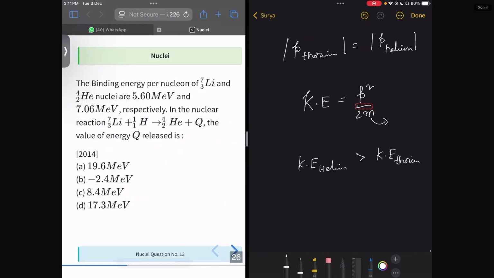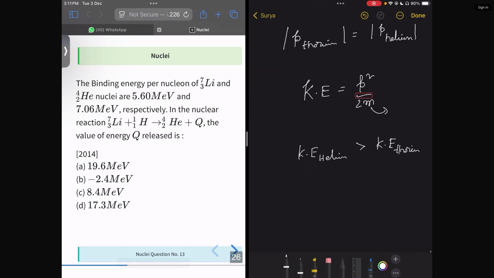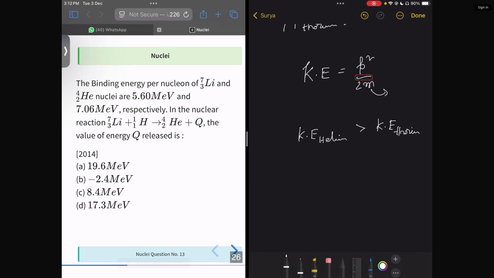The binding energies per nucleon of lithium and helium are given as 5.6 million electron volts and 7.06 million electron volts respectively. In the nuclear reaction, lithium with one hydrogen gives helium and some energy will be released. So what is the energy released? We are asking.